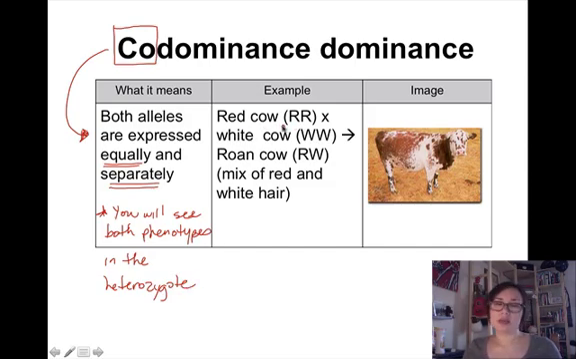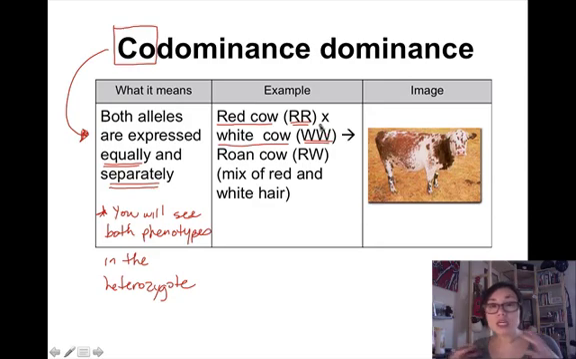So here's my example. Cows have the possibility of coming in, for this particular example, red, or they can have a red coat, which means that they are big R, or they can have a white coat, which means that they are capital W, capital W. And notice that I'm using two different letters here, and both of them are capital.